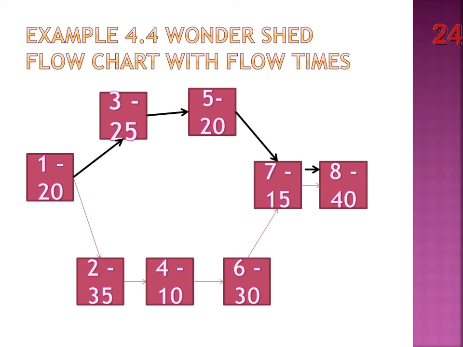And that longest time in project management terms is what we call the critical path, okay? And we talk about it as the critical path because if I wanted to decrease the flow time of one of these Wondershed units, right? If I decrease activity 3 by 5 minutes, is that going to decrease the flow time of the process?